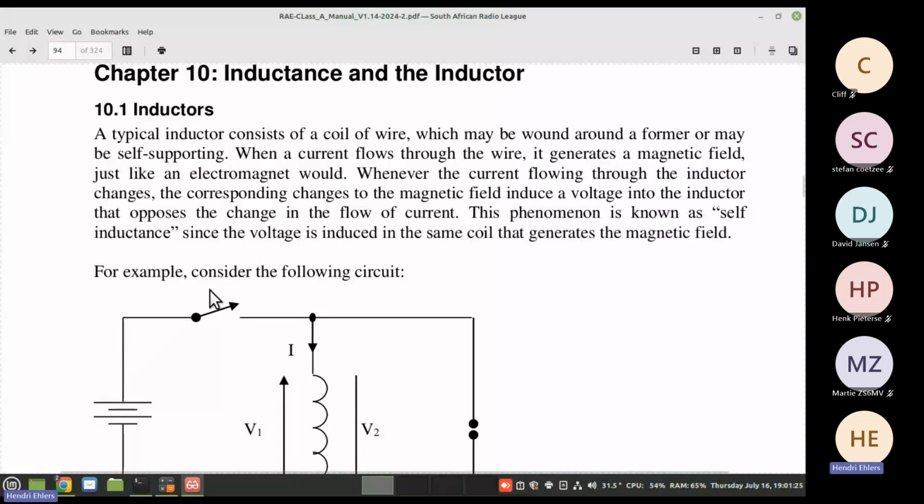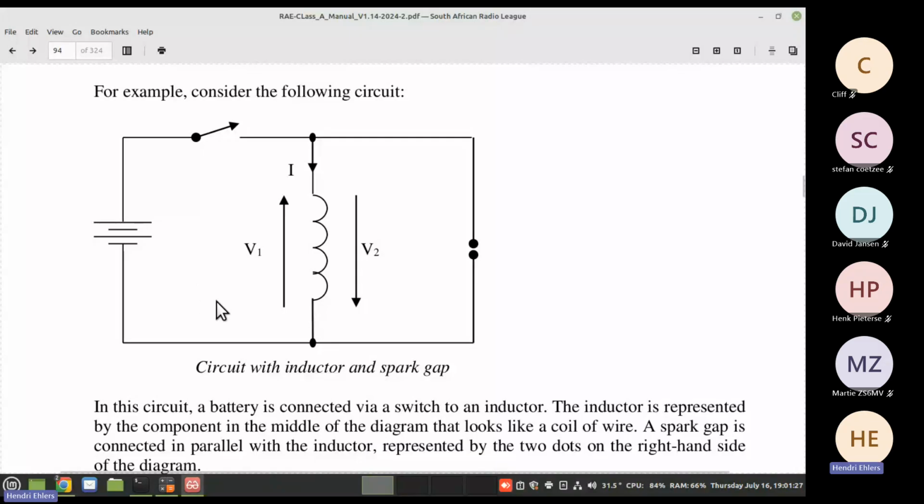There they've got a nice circuit for us explaining this. It is a battery and a switch. When the switch is closed, the current flows through the coil and creates a magnetic field. When we open the switch, that magnetic field collapses and it generates a voltage which gets pushed out into the circuit.